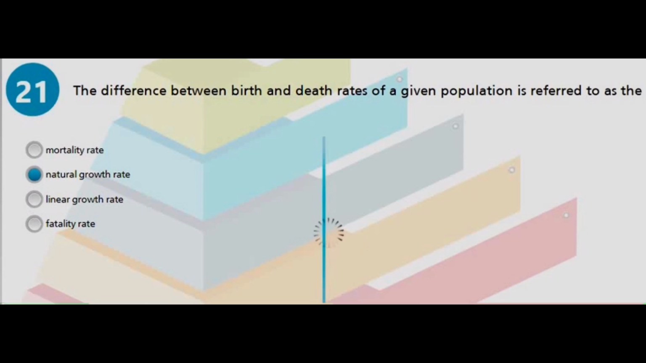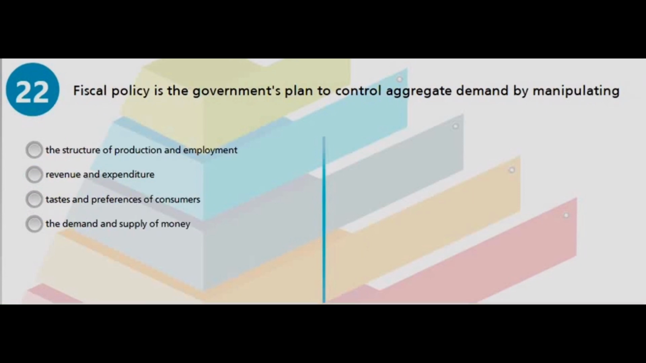22. Fiscal policy is a government's plan to control aggregate demand by manipulating what? The structure of production and employment, revenue and expenditure, taste and preference of consumers, the demand and supply of money. The right answer is revenue and expenditure. Fiscal policy is the use of revenue, taxation, and government expenditure by the government to control economic activities. This is used to control the level of aggregate demand in an economy. So the answer is what I've picked, which is B.